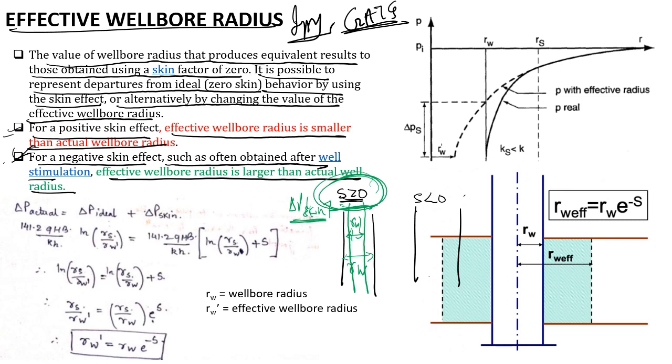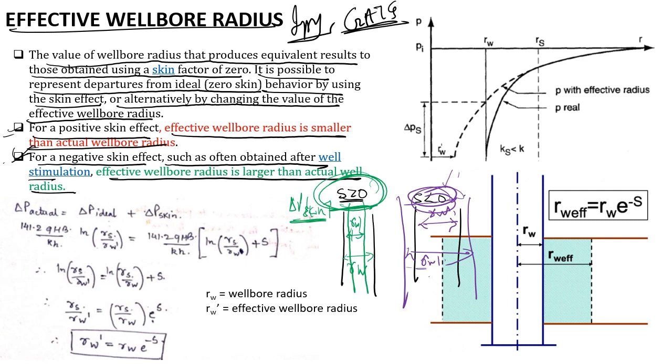Now, when I am having a skin less than 0 case, this is, let's say, my actual wellbore radius. Because of skin less than 0, my well will behave as if I am having a bigger wellbore radius. That means my effective wellbore radius is large. Because of skin less than 0, my delta P skin will be negative, and because of this negative delta P skin, my well will act as if it has a larger wellbore radius.